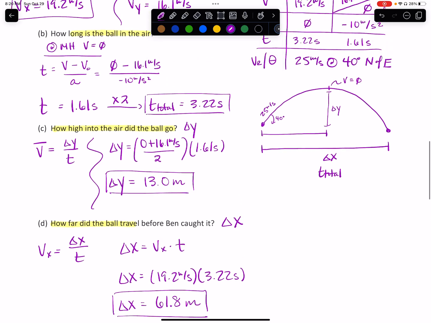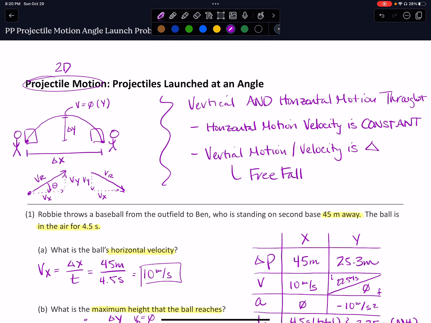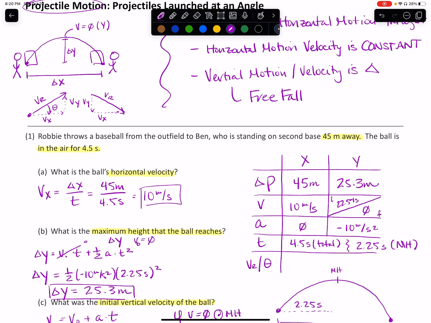So again, these are projectile motion problems, but these deal with projectiles being launched at an angle. So they're a little bit different, but it's free fall in terms of vertical motion and constant in terms of horizontal. So we just use our understanding from our earlier work to solve these problems.